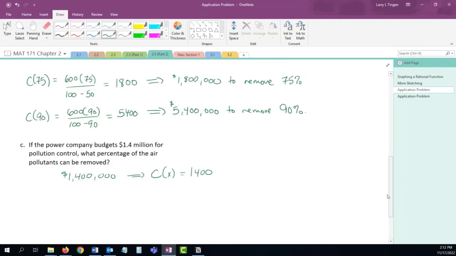Everybody cool with that switch? And I know we're getting close to time. If you need to go, I'll finish the problem and then I'll post it. But if you do need to go, I understand.